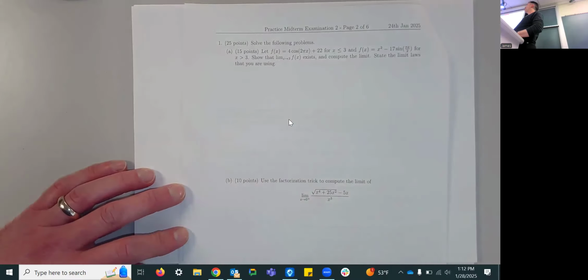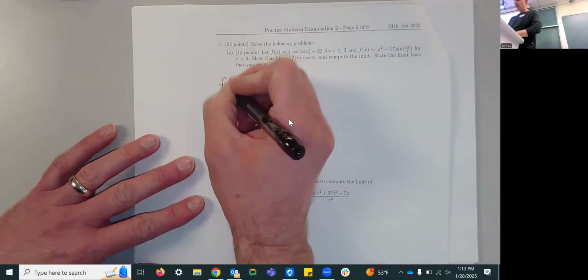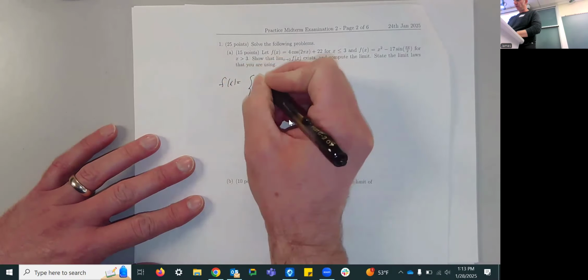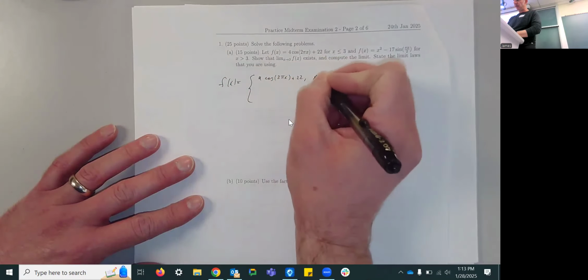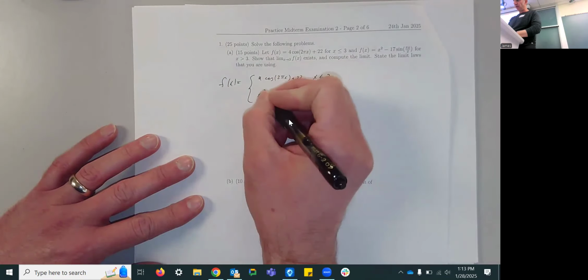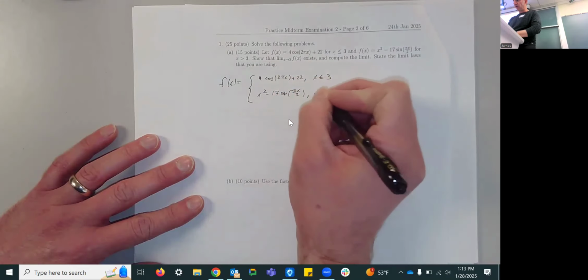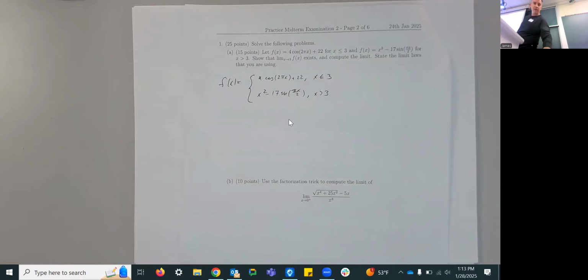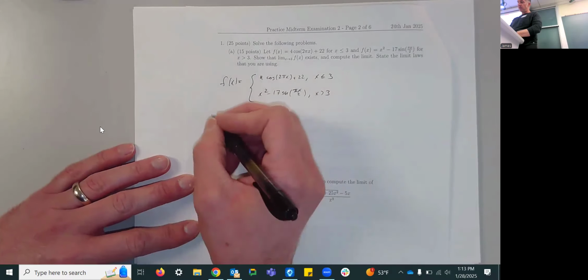I would point out a more typical way of writing this function might be like this: f of x equals 4 cosine of 2 pi x plus 22 when x is less than or equal to 3, and it's equal to x squared minus 17 sine of pi x over 2 when x is greater than 3. I might be in a little bit of the same boat because I don't know exactly how much work he wants us to show. We can certainly look at the solutions that were posted, but just going off this, here's where I would start. I would start with the limit from each side.